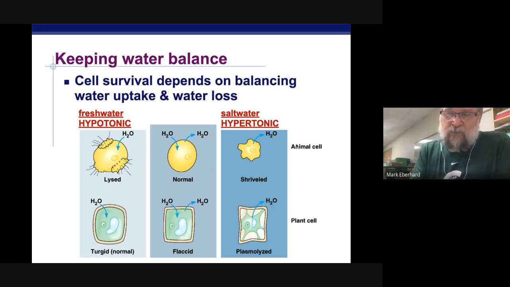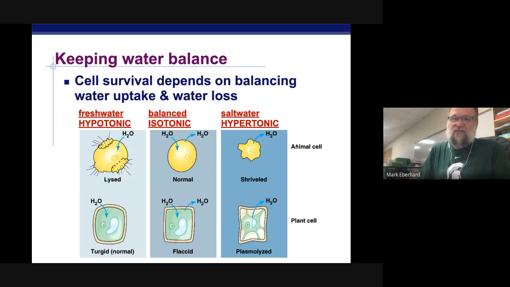The third scenario you can create is what we call balanced or isotonic. Iso is equal. Think of an isosceles triangle and what that means. So isotonic, you're in balance. You have as much water going in as you have going out. Thus you see double arrows on this picture. So if you have the same amount of water going in and the same amount of water going out, the cell stays stable. The cell remains normal.